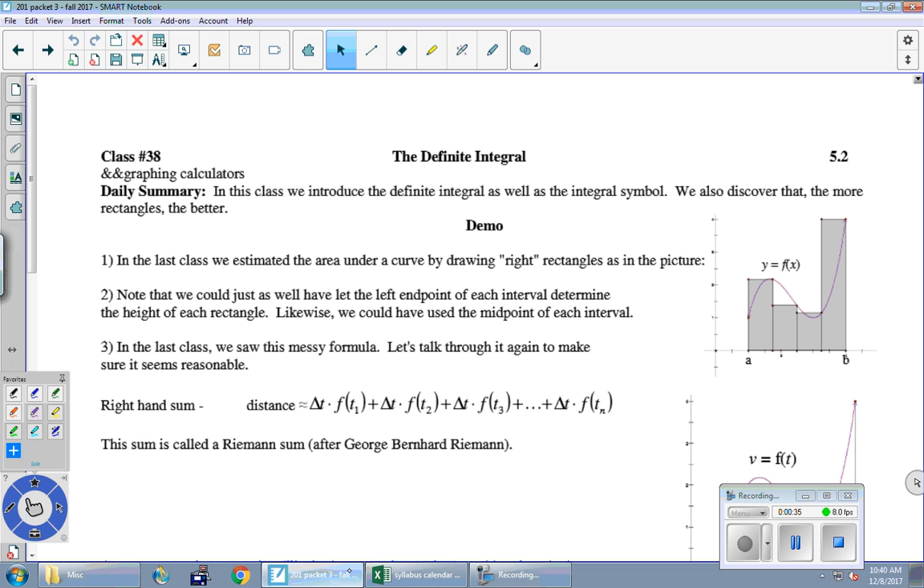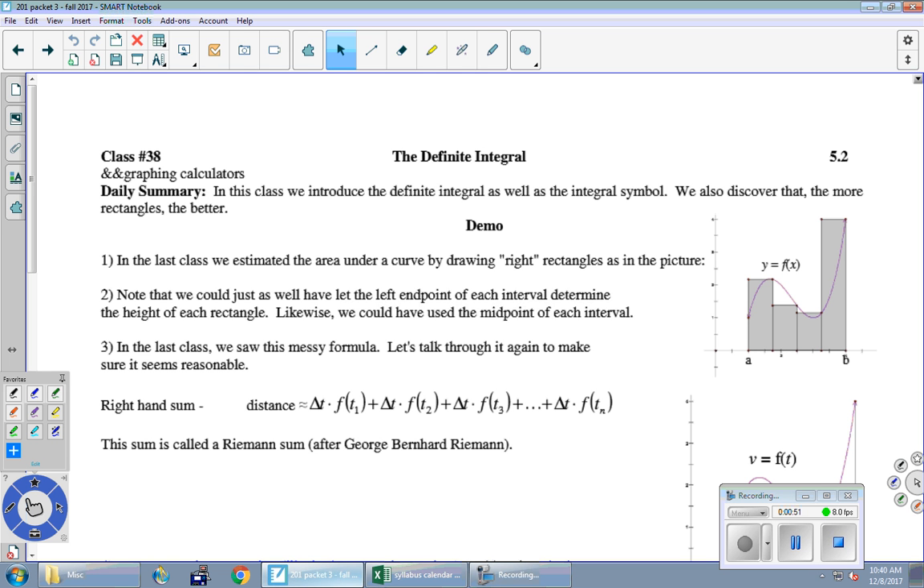Okay, so let's jump in here at the top of 64. In this class, we introduce the definite integral as well as the integral symbol. We also discover that the more rectangles, the better. We'll see that momentarily. In the last class, we estimated area under a curve.